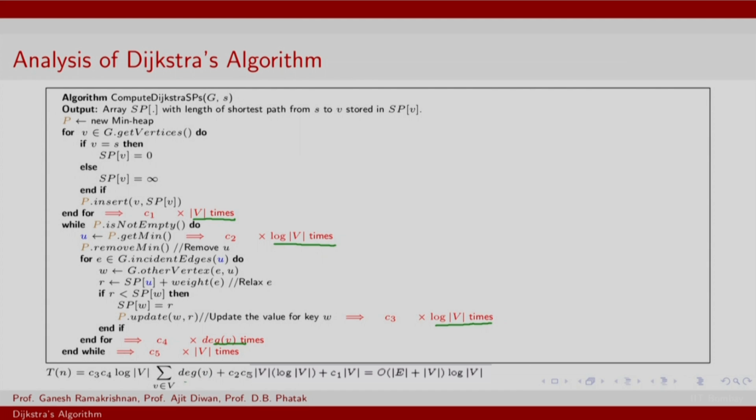So we have the summation over all the nodes, degree of V, plus, well, the overall cost incurred across all the outer iterations, which is across all the nodes. So overall what we get is a summation of degree V times log V plus log V times the size, number of vertices themselves. So this is order of E plus V times log of V.